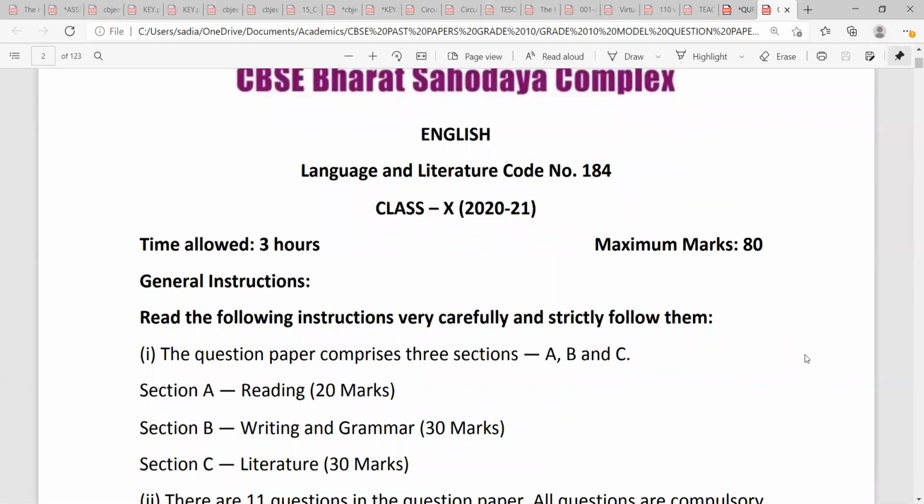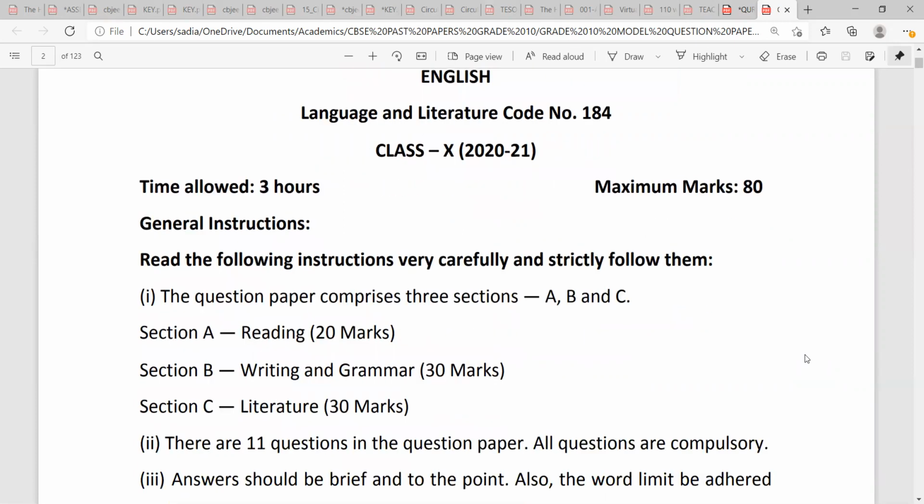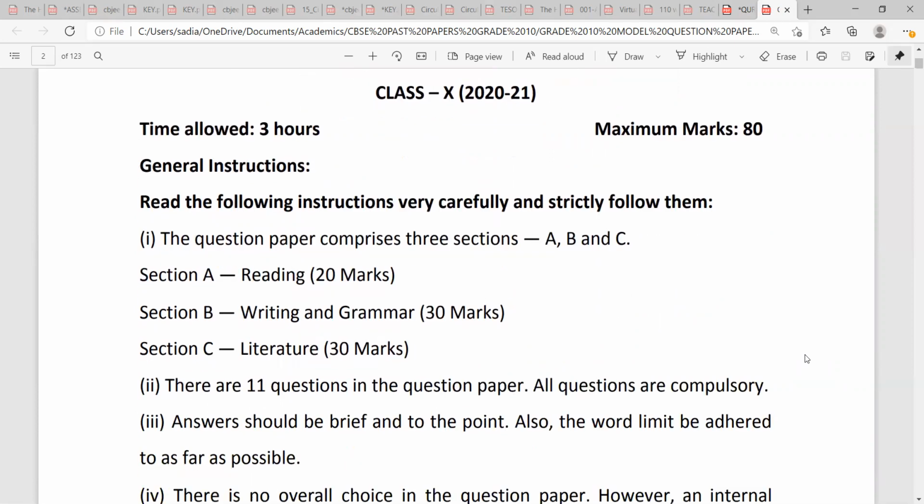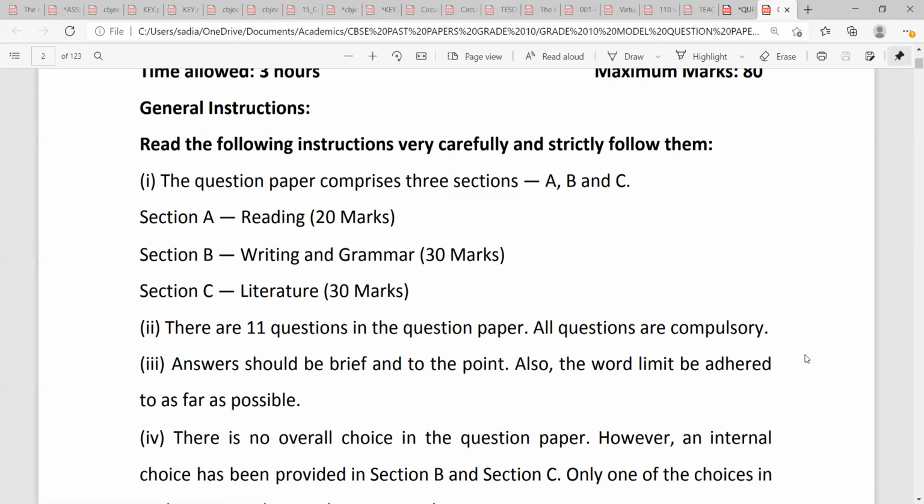You are expected to view widescreen, pause the video, and attempt the questions. The questions are exactly as per the latest format: 20 marks for the reading section, 30 marks for writing and grammar, that includes 10 marks for writing, that is 5 and 5, and 10 marks for the grammar MCQs. Literature is for 30 marks and 10 marks for literature MCQ.